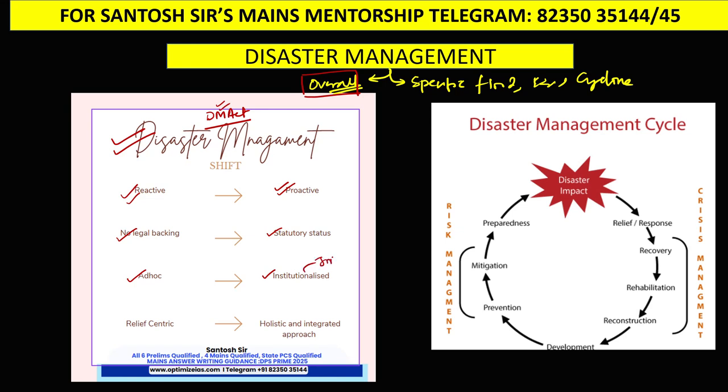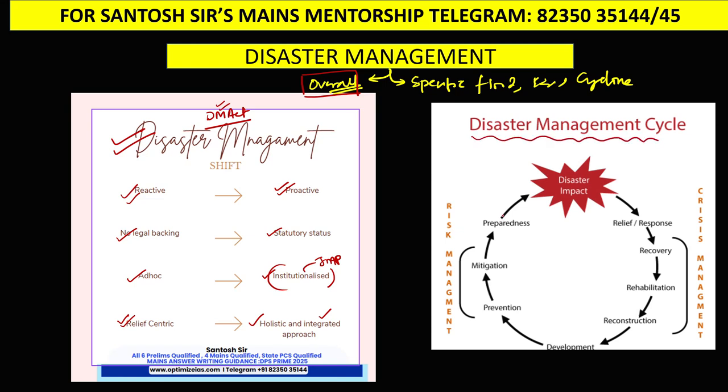This is very important. These keywords are very important because in UPSC, you have to use exact expression. If you use exact expression, you need not write a lot. In a smaller number of words, you are conveying more. Last but not the least, the disaster management which was relief centric has become holistic and integrated. Another important diagram which you can use in your answer is the disaster management cycle.